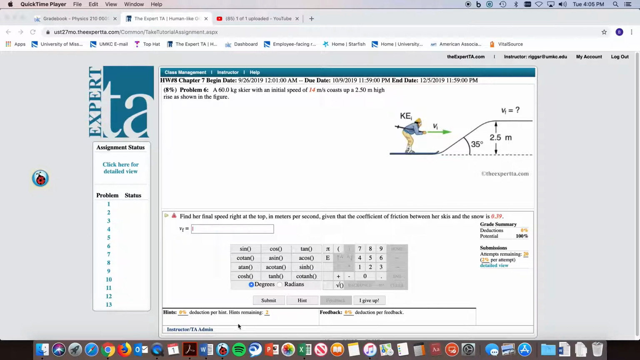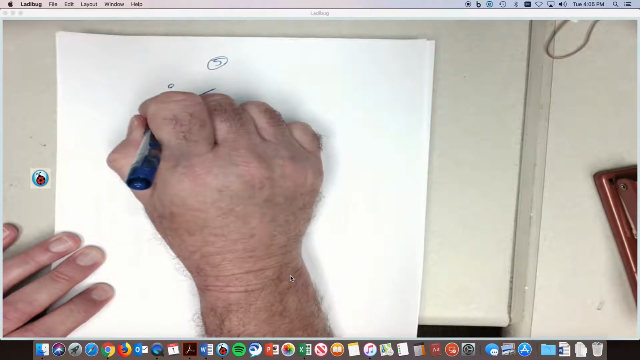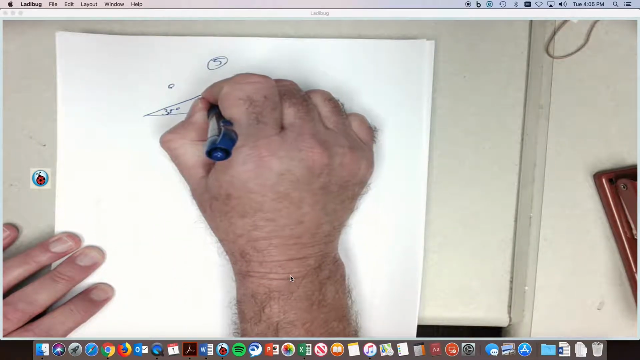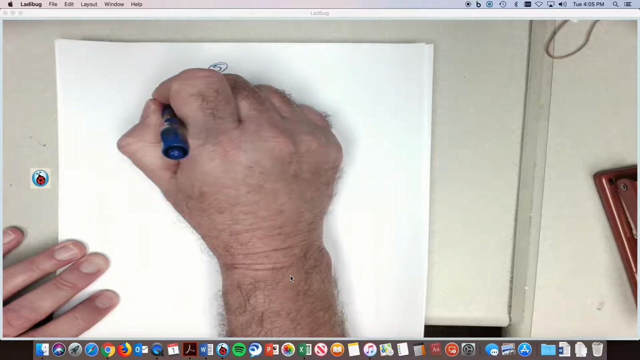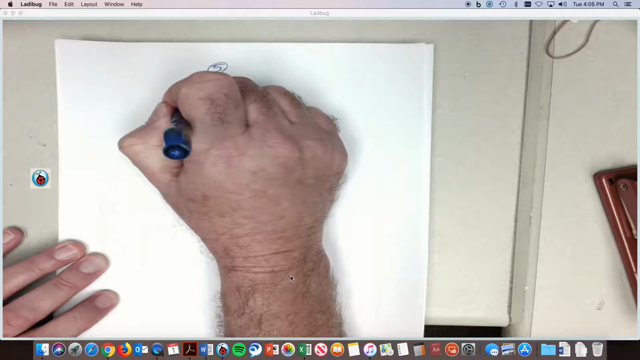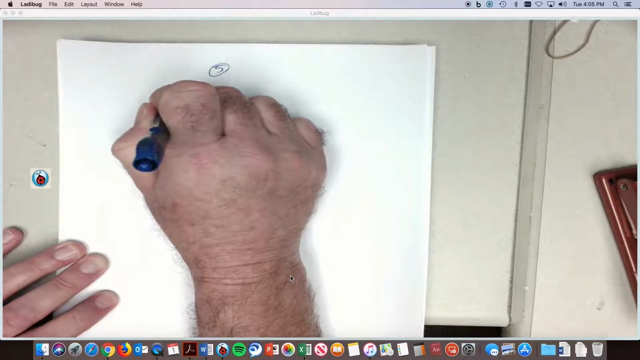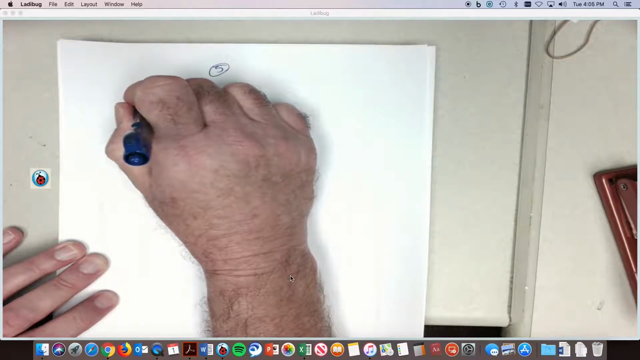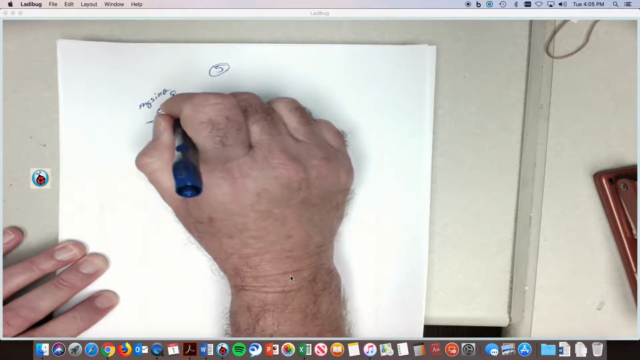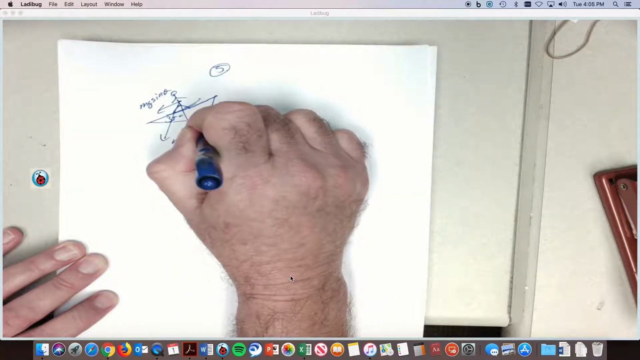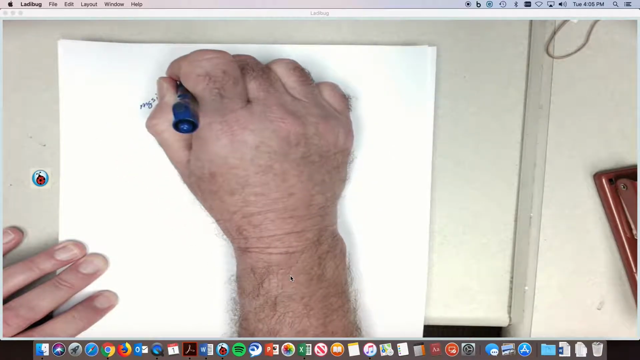Oh, you need to see what I'm doing. All right, so here's my skier on this hill, 35 degrees, right? And this is 2.5 meters high. Going up this hill, mg going this way. mg sine theta pulling her down the hill this way. Normal force, or mg cosine theta, going this way. And the normal force of that.